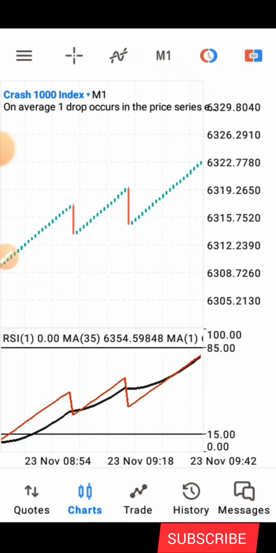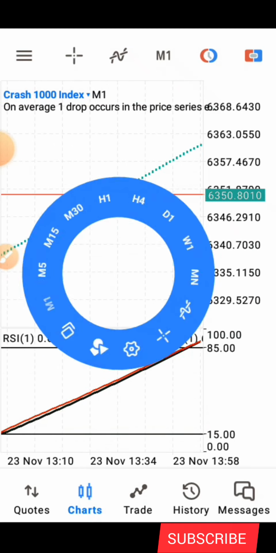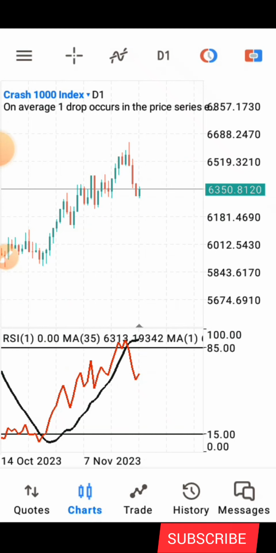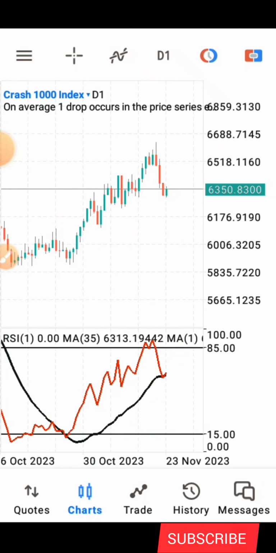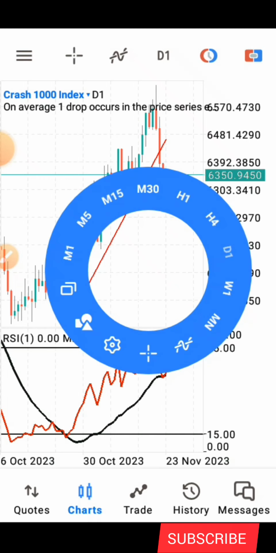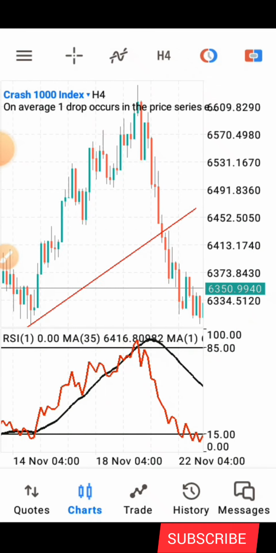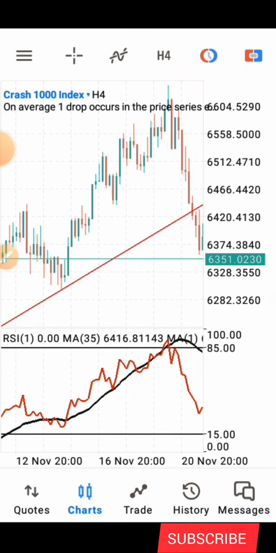So first thing I do before taking an entry, I'll go to the higher time frame, which is the daily, because I want to see the overall movement of the market. Here on the daily, I will identify the trend. That's what I'll first do. Here on the daily right now, you can see that we are in an uptrend. The overall trend of the market, Crash 1000, is an uptrend. So after knowing that, I'll go to the 4-hour time frame. What I'm doing now is a top-down analysis.